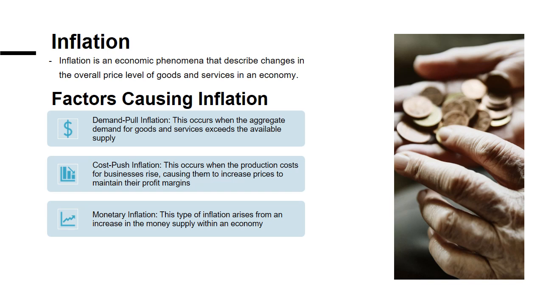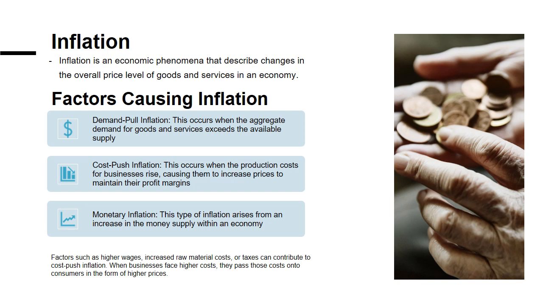Cost push inflation. This occurs when the production costs for businesses rise, causing them to increase prices to maintain their profit margins. Factors such as higher wages, increased raw material costs, or taxes can contribute to cost push inflation. When businesses face higher costs, they pass those costs onto consumers in the form of higher prices.